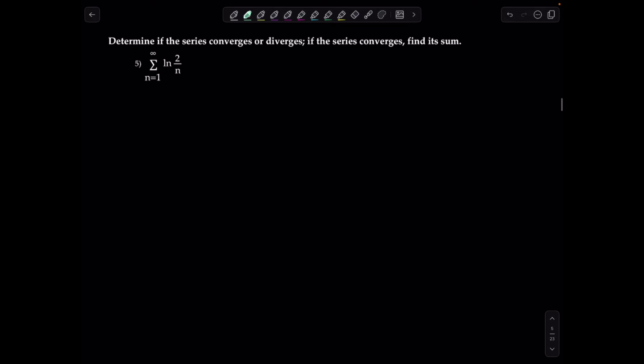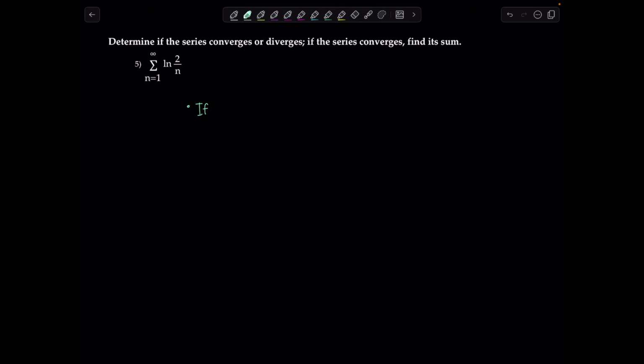Okay, let's look at another one. Determine if the series converges or diverges. If the series converges, find its sum. So again, they're asking for the sum, which means it's either geometric, telescoping, or a Maclaurin. It doesn't look like it's any of those to me. So let's see. Don't forget about your test for divergence. What does the test for divergence say?